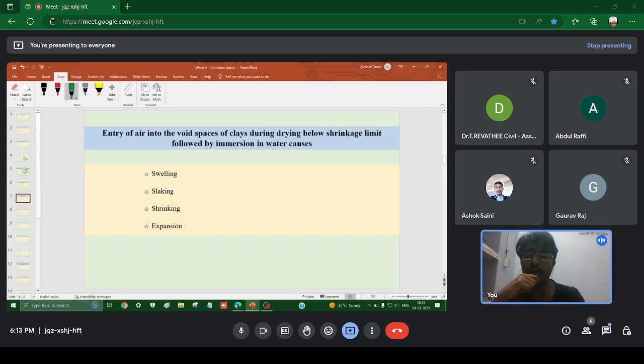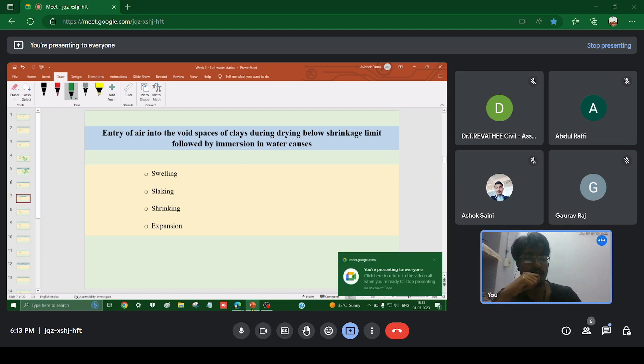Entry of air into the void spaces of clays during drying below the shrinkage limit, followed by immersion in water, causes. What is the answer?